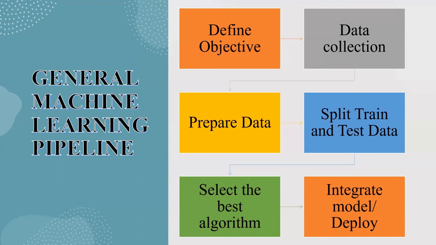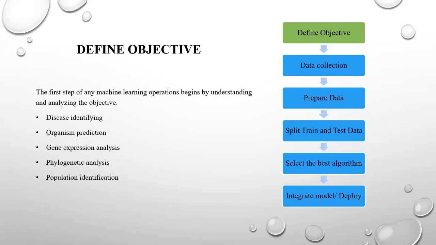So let's see what the steps are in our general machine learning pipeline. It has some steps. The first one is define objective, then data collection, prepare data, split train and test data, select the best algorithm, and integrate model and deployment. So let's learn it one by one. The first one is define objective. This is the first step of any type of ML analysis. First, we have to define which kind of analysis we want to do. It can be disease identification, organism prediction, gene expression analysis, phylogenetic analysis, population identification.